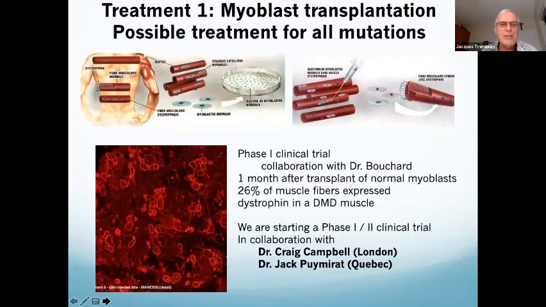The beauty of this type of approach is that myoblast transplantation can work for whatever mutation there is in the patient's genome. You may have simply a point mutation somewhere among the 79 exons, or you may have a deletion of one or several exons. And since we are transplanting normal cells containing the normal dystrophin gene, this will always restore the expression of dystrophin.